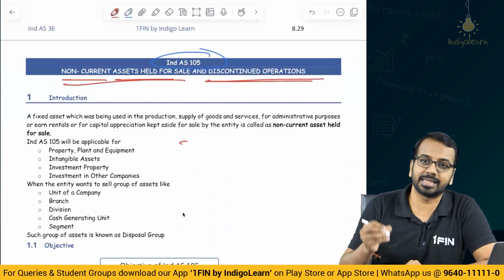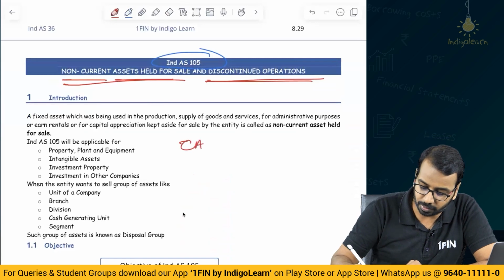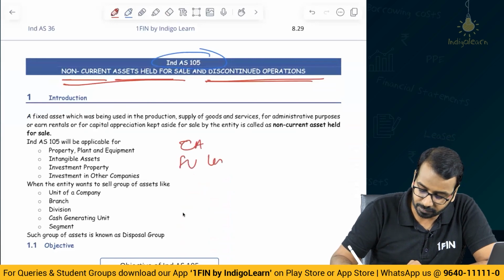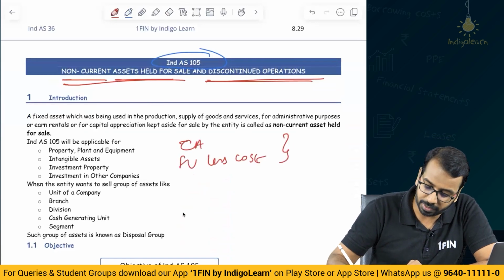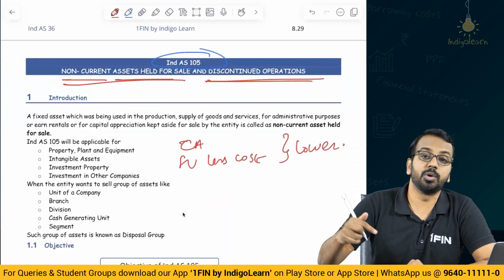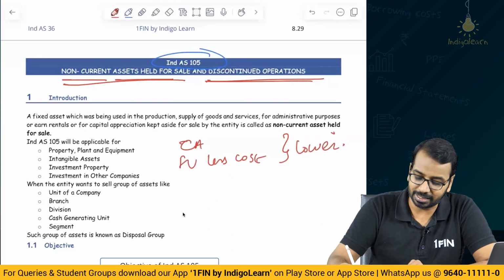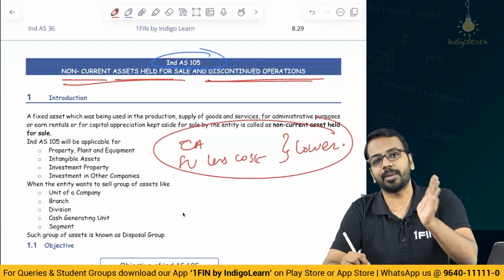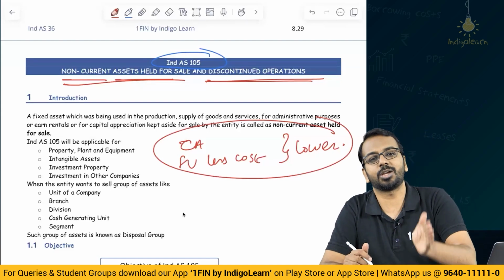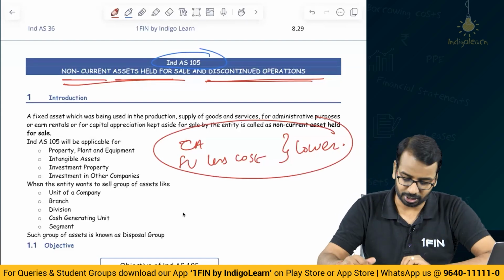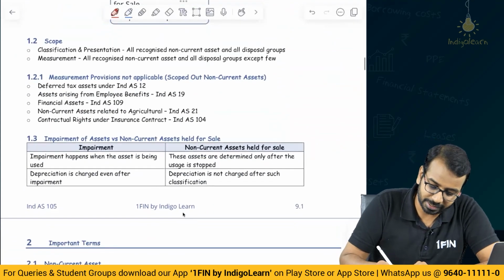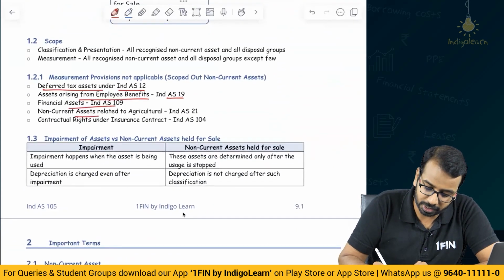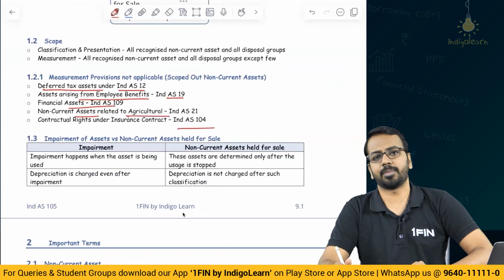As far as non-current assets held for sale is concerned, you have to consider what is the carrying amount, you have to consider what is fair value less cost to sell. Whichever is the lower amount, you will measure non-current assets held for sale at this particular amount. Once they have been classified as held for sale, subsequent depreciation will not be charged. The assets which are outside the scope: deferred tax assets, employee benefits assets, financial assets, non-current assets related to agricultural activities, and of course IndAS 104 is not applicable.